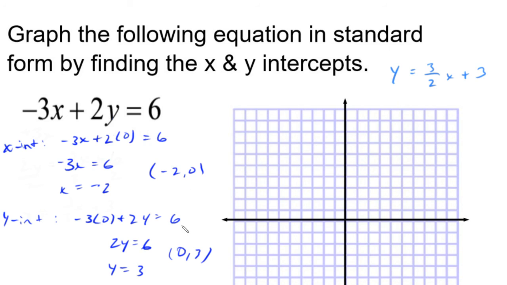Now we're going to plot these 2 points. That's what you do next. You first find the intercepts, and then you plot the intercepts, and then you connect the dots. So -2, 0 is right here, and 0, 3 is right here. And you connect the dots. And let's see if this is true right here. Is the connection between here and here 3 over 2? So if you go from here, you go up 3, 1, 2, 3 over 2. Look at that. Same exact line.